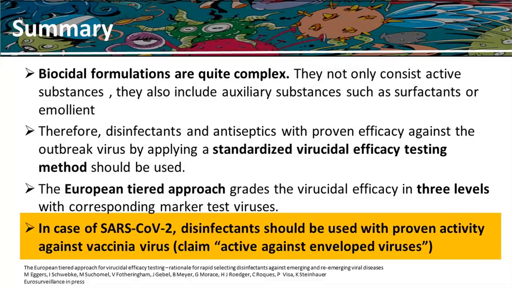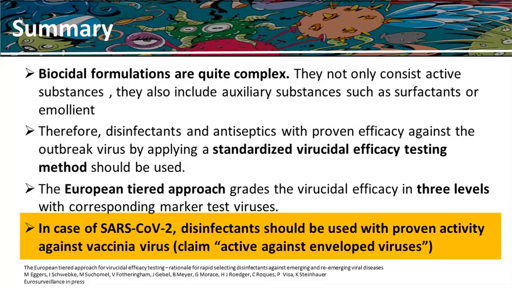I have to say this again because that is so important. You don't need a test against SARS-CoV-2. It's nice to have, but it is better to have a test against vaccinia virus. This vaccinia virus is an enveloped virus that is more stable than all other outbreak viruses. That's why we stick to this claim, active against enveloped viruses, in Europe.